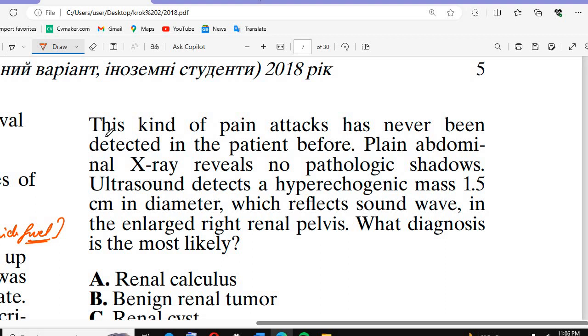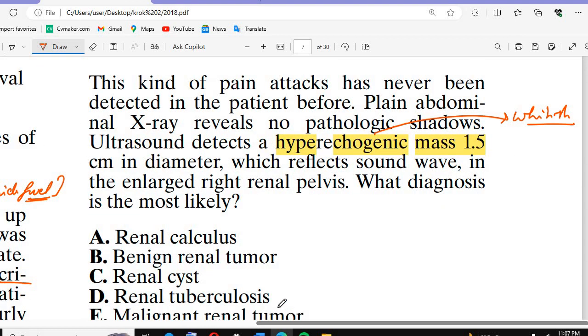The kind of pain attack has never been detected in the patient before. The plain abdominal X-ray reveals no pathological shadow. In the ultrasound, we have seen a hyperechogenic mass. Hyperechogenic means more whitish. So a more whitish substance will be there, and that is the stone, which reflects the sound waves, in the enlarged right renal pelvis. So what diagnosis is the most likely? There will be severe pain that has never been detected in the patient before. That condition is renal calculus.